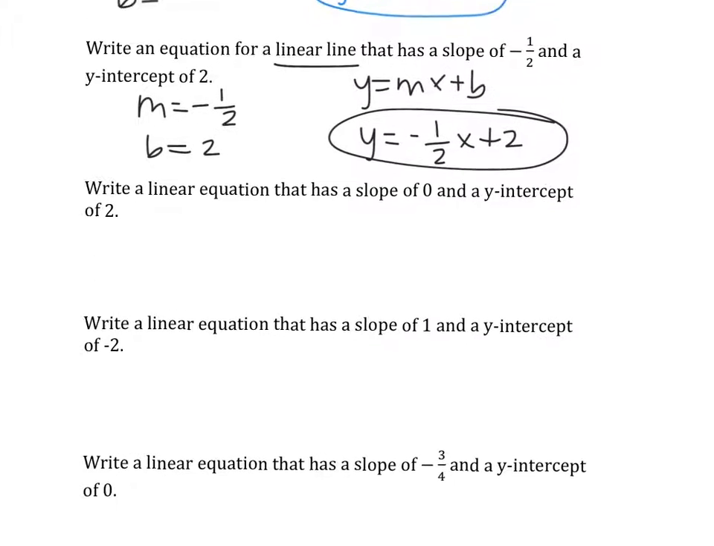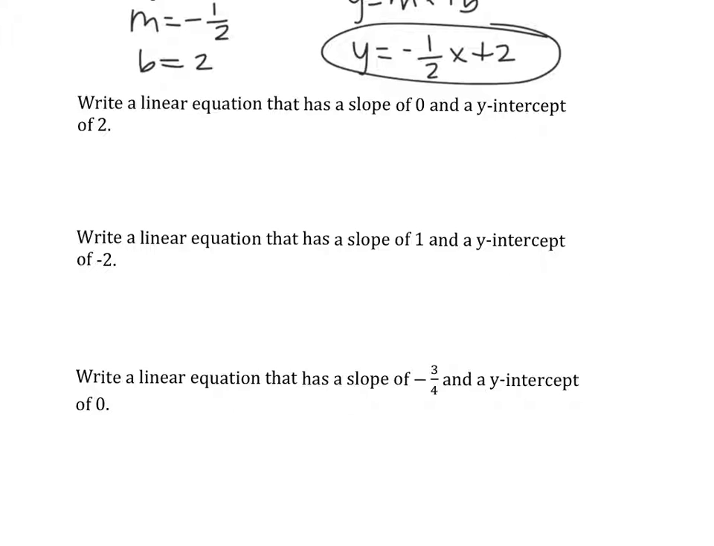So y equals -1/2 x plus 2. All right, let's keep going. Write a linear equation that has a slope of 0 and a y-intercept of 2. So let's go ahead and jot down what we know. We know m is 0 and b is 2.